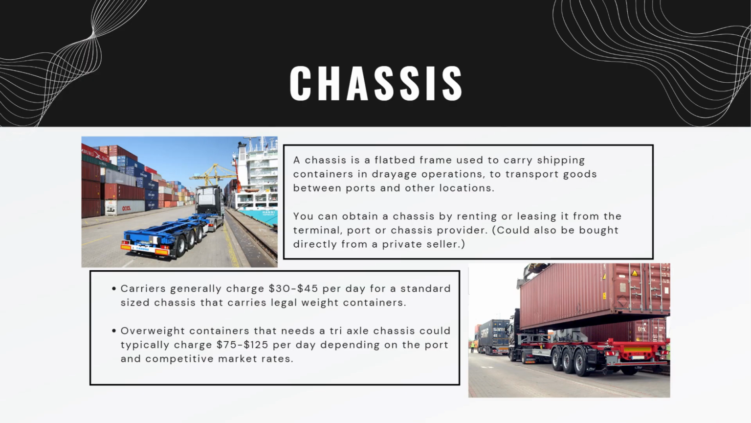So let's talk about chassis. A chassis is a flatbed frame that is used to carry shipping containers in drayage operations to transport goods between ports and other locations. You can obtain a chassis by renting or leasing it from the terminal, the port, or a chassis provider. They can also be bought directly from a private seller like on Facebook Marketplace or Craigslist or something similar. Carriers generally charge $30 to $45 a day for a standard size chassis that carries legal weight containers. Overweight containers, however, that need a triaxle chassis, could typically charge more at about $75 to $125 per day, depending on the port and the competitive market rates.